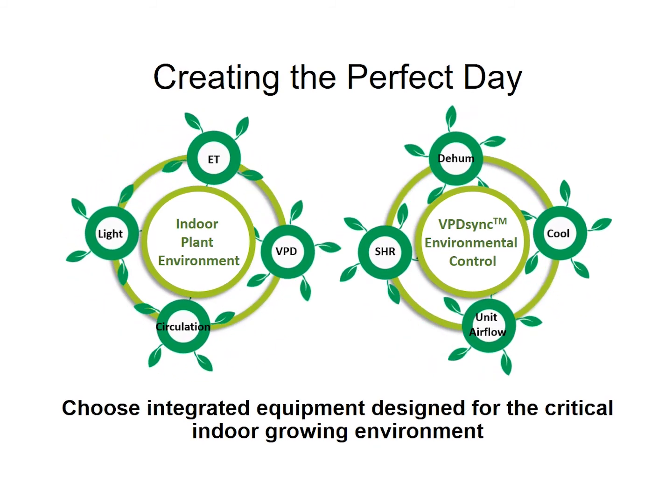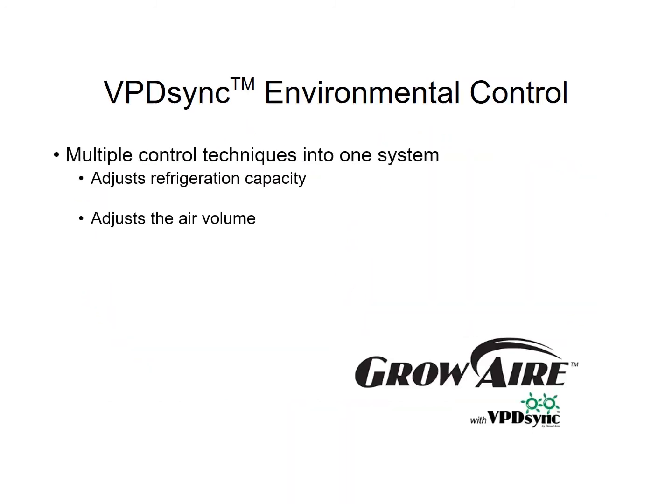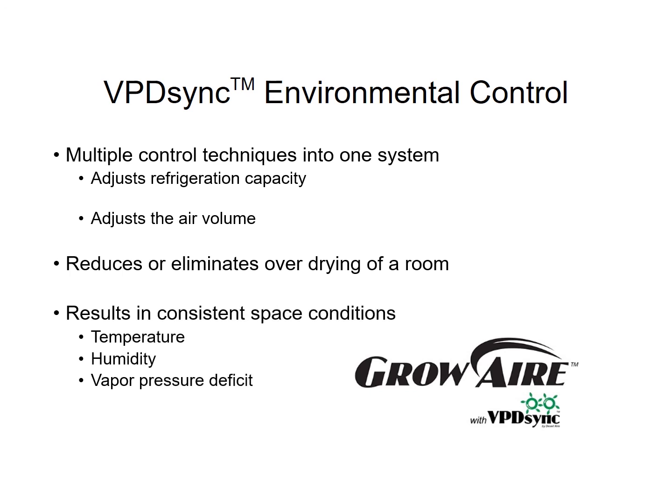VPD Sync Command Environmental Control achieves the following: adjusts capacity to meet your growing room's cooling requirements. Adjusts the amount of air delivered to your grow room to meet temperature and humidity requirements. Reduces or eliminates the overdrying of a room during the startup or early veg time period. Is able to maintain tight, steady state temperature and humidity conditions for the perfect grow.